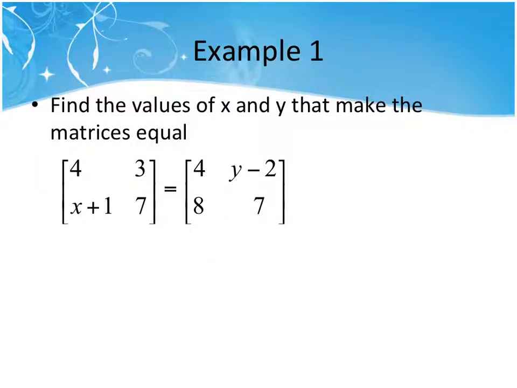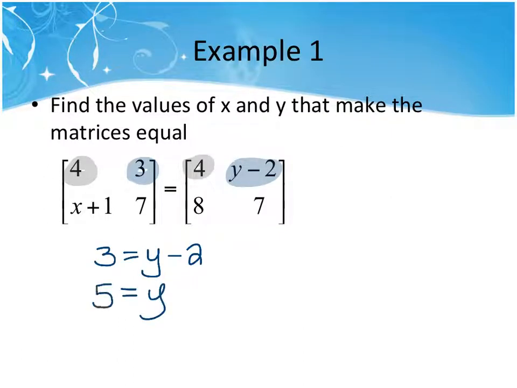Example 1 just says, find the value of X and Y that makes the matrices equal. So if these two matrices are equal, then 4 would equal 4, which it does. 3 would equal Y minus 2, which makes Y 5. X plus 1 would equal 8, which makes X 7. And then 7 is 7, so that one's already taken care of.